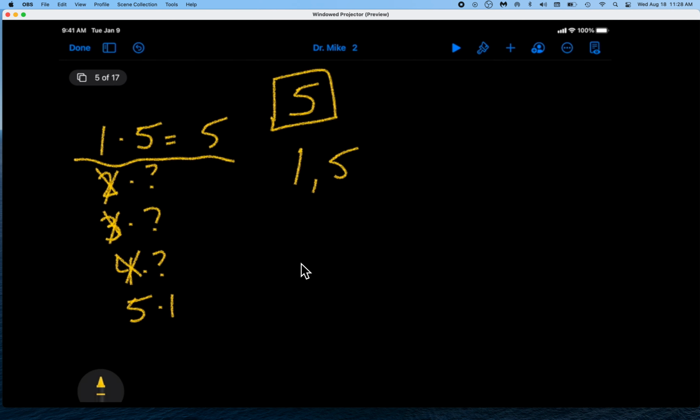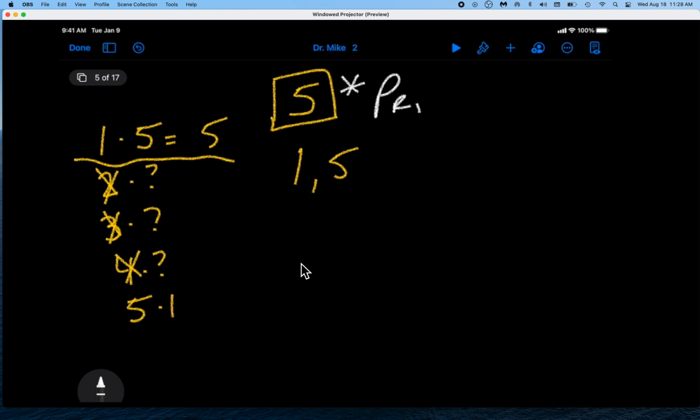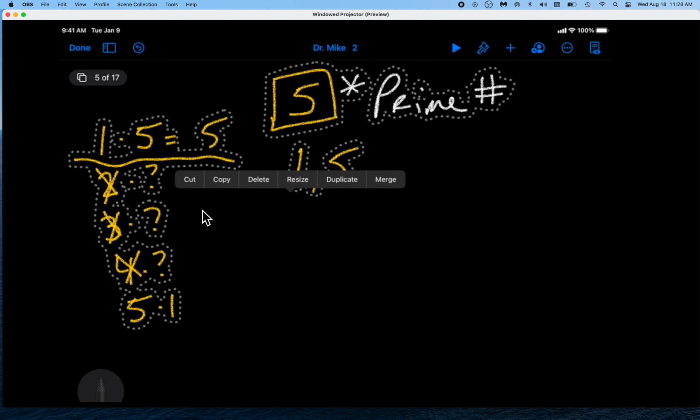That makes 5 a special type of number, a prime number. Prime numbers are when the only 2 factors are 1 and itself. Let's keep going.